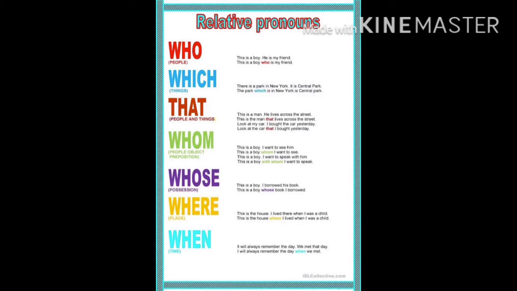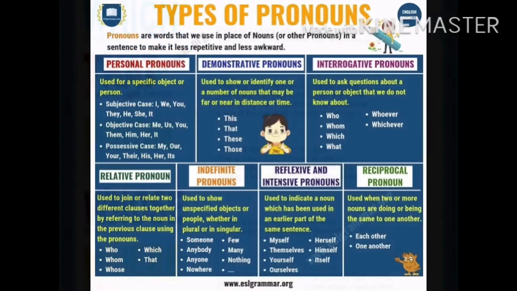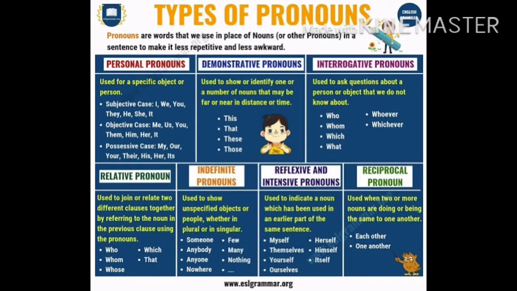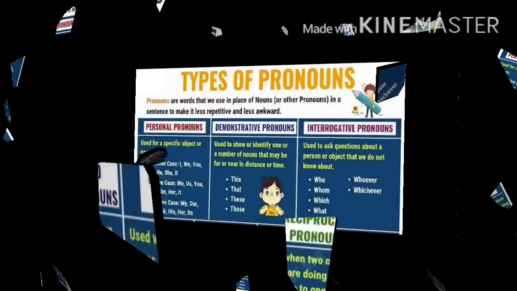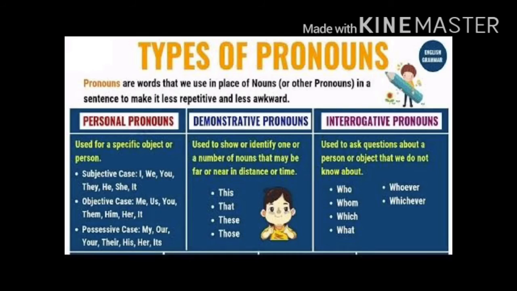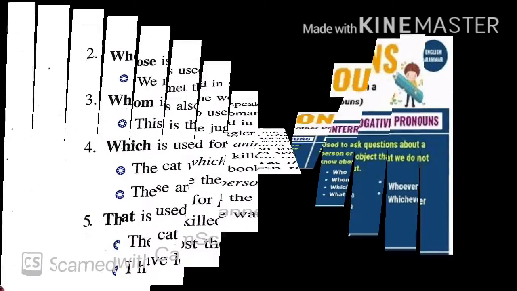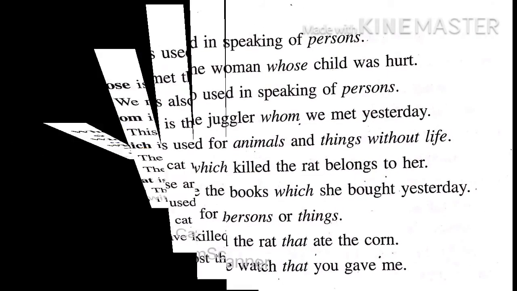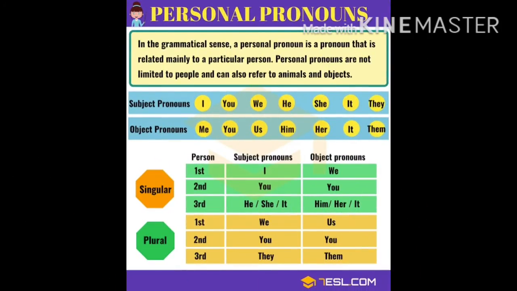And the final one, that. The word that is used for persons or things. For example, I have lost the watch that you gave me. One more example: the cat killed the rat that ate the corn. So relative pronouns are commonly used to join sentences. The relative pronouns are who, whom, whose, which and that.